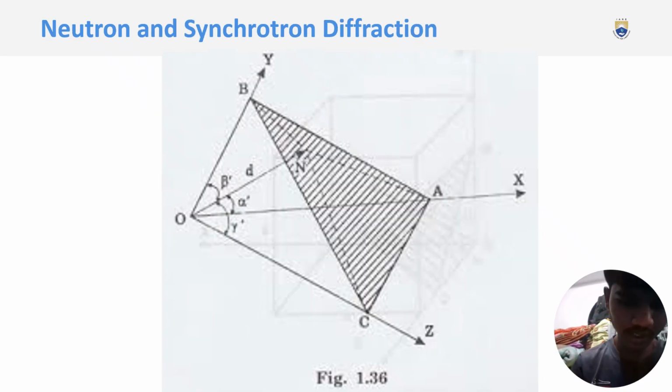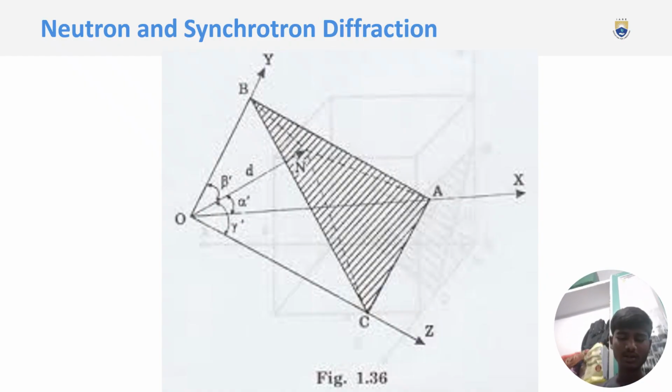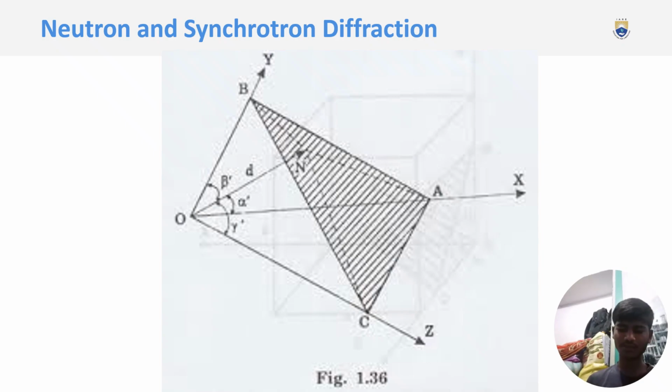This is the figure. You can observe in the figure clearly when the angle between the x-axis, y-axis, z-axis: alpha is 90 degrees, beta is 90 degrees, gamma is 120 degrees. In this case, it touches its origin.